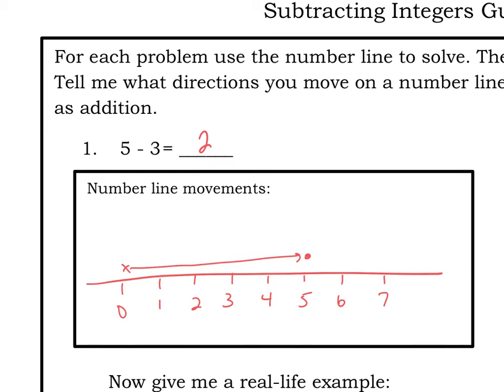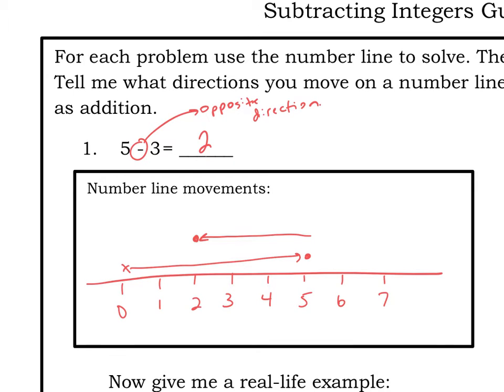Now, in our lesson yesterday, we learned that subtraction means we move in the opposite direction. So we're subtracting a positive 3. Normally, if we were adding a positive 3, we would go to the right. But in this case, because it's subtraction, we're going to go to the left. So I'm going to move to the left 3 places. And I see that makes sense, right? 5 minus 3 is 2. So it makes sense that I went to the left.